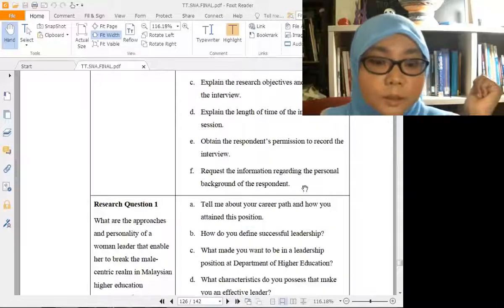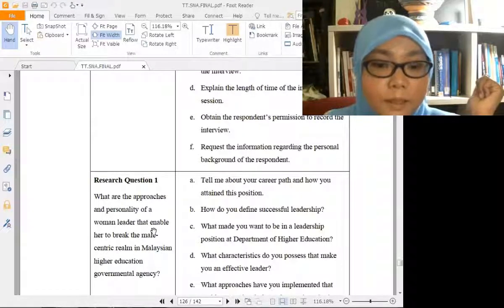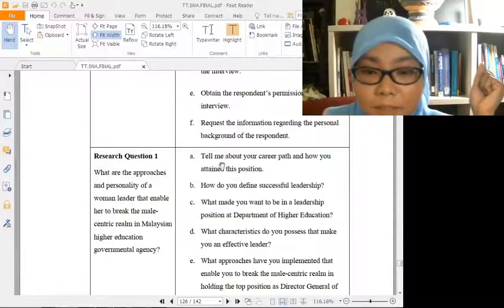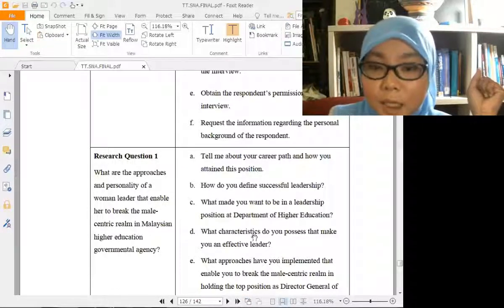Ni IQ satu dia. So what are the approaches and personality of a women leader that enable her to break the male-centric realm in Malaysian higher education government agency? So ni dia punya probing lah. Dia punya research protocol. Ni.